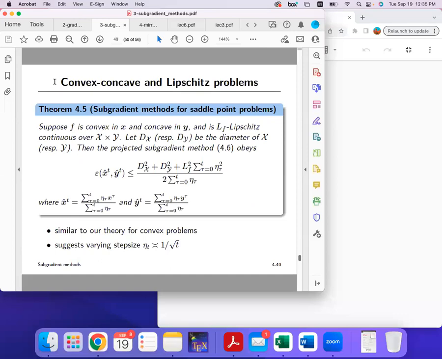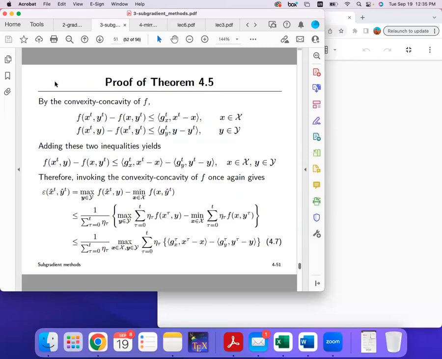So this is a special key difference for these convex-concave problems. Now let's briefly look at this convergence analysis. Because for this problem, we have two sides, right? A minimization side and a maximization side. So there are two players, and they are kind of symmetric. So the analysis is also kind of symmetric.